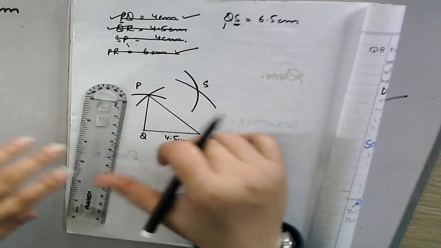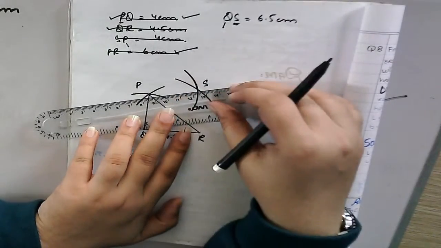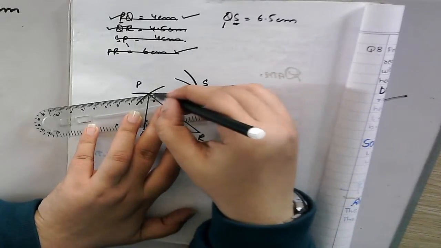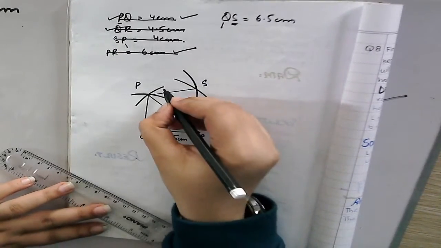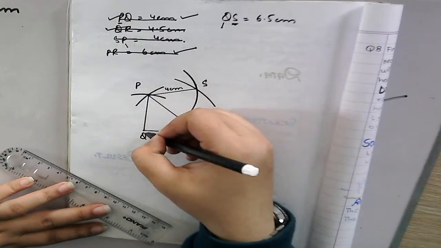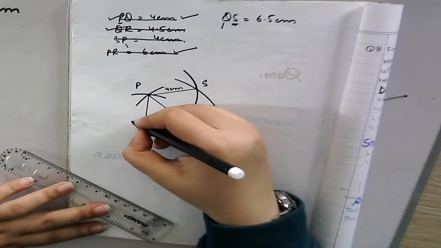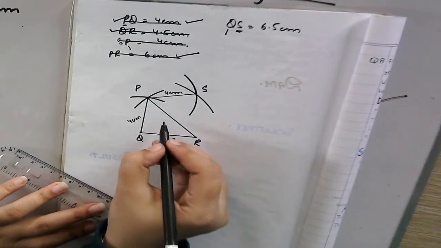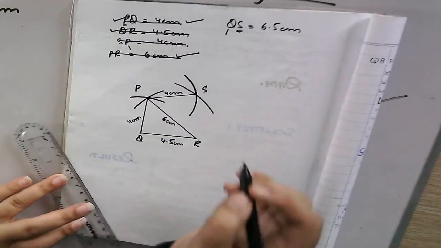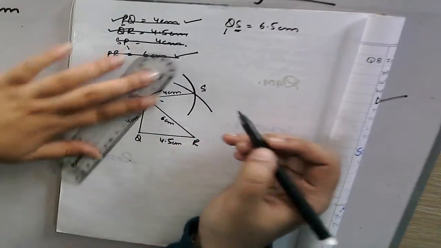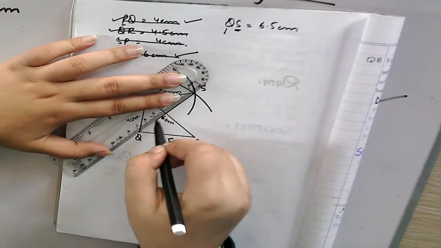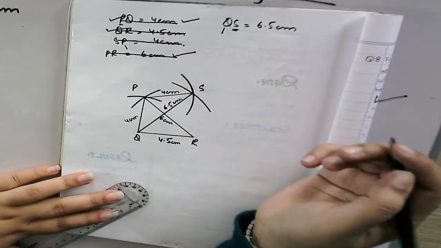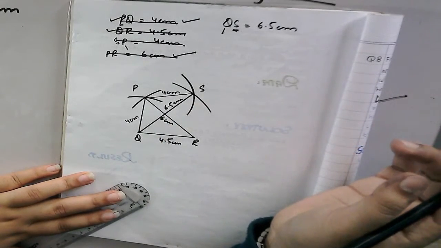Now you have to join PS because we have done the measurement of PS. Now this measurement is equal to 4 centimeter. PQ is equal to 4 centimeter. PR is equal to 6 centimeter. After that, QS is equal to 6.5 centimeter. You have to draw the quadrilateral.